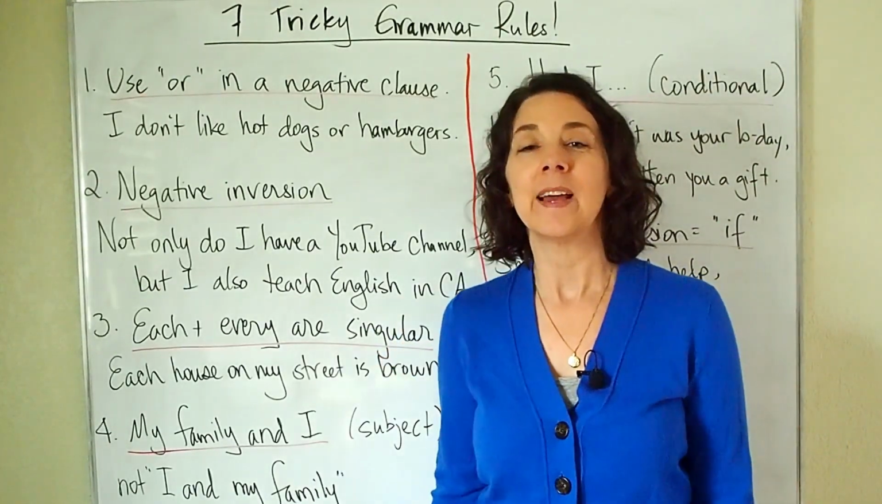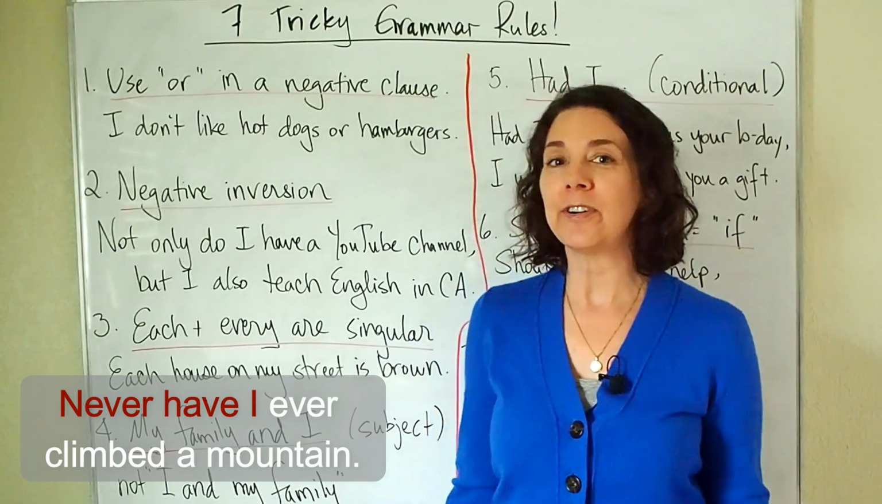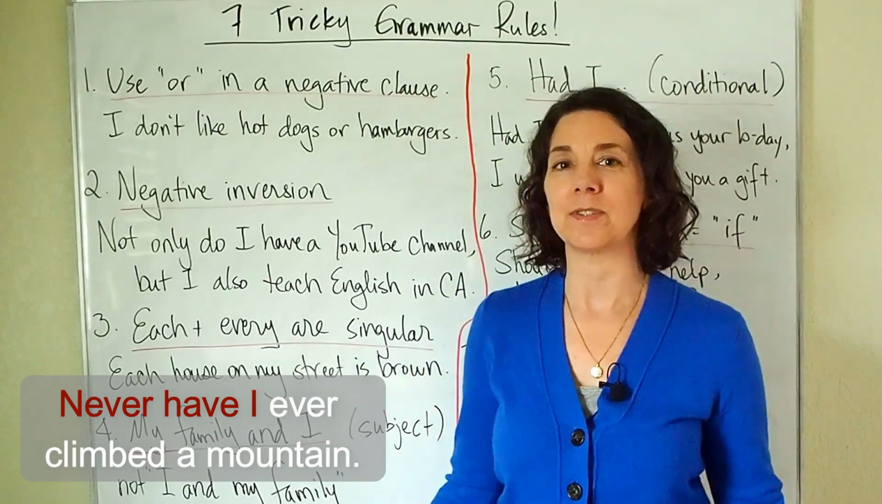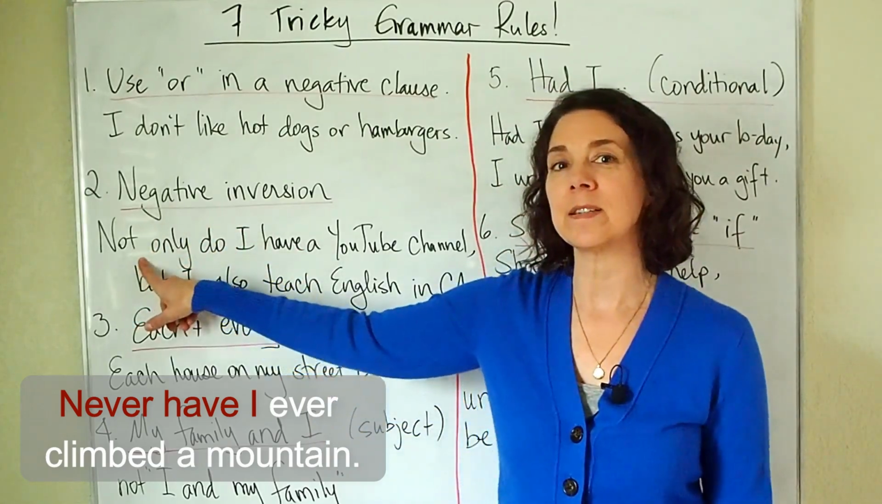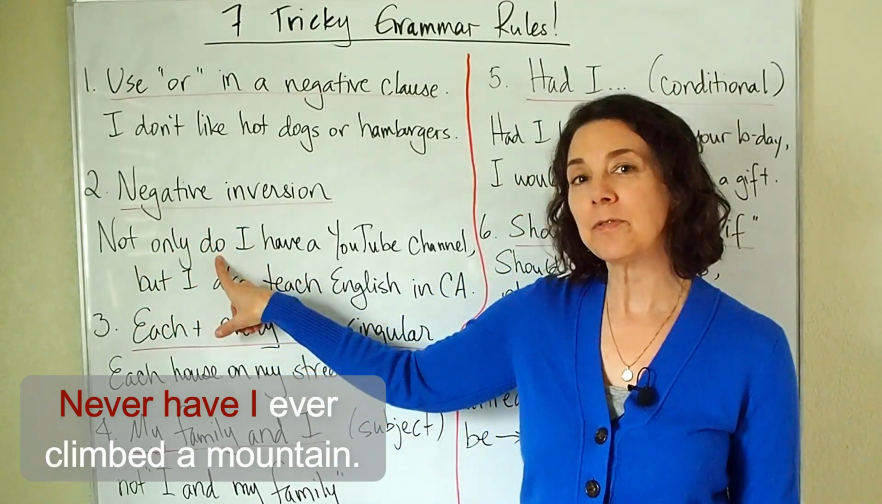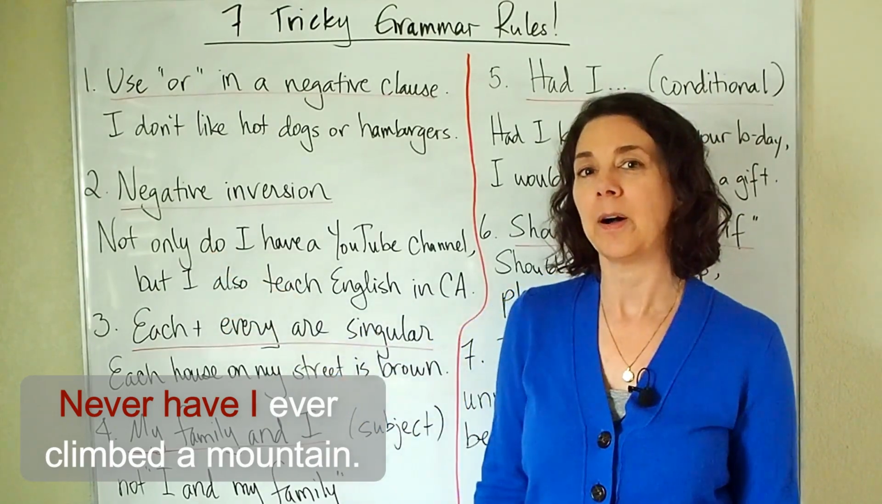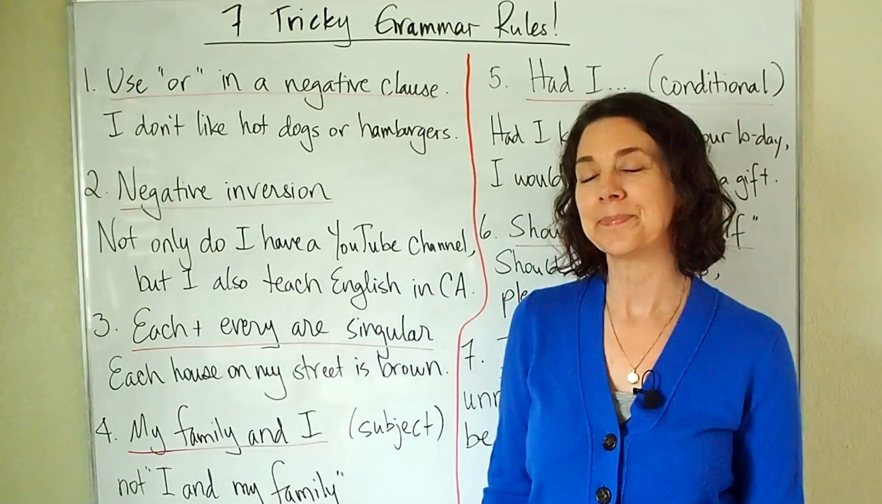Another example is with the word never. Never have I ever climbed a mountain. Again, this is an example of a negative word at the beginning of the sentence. We need to have a helping verb and we invert the order of the helping verb and the subject.